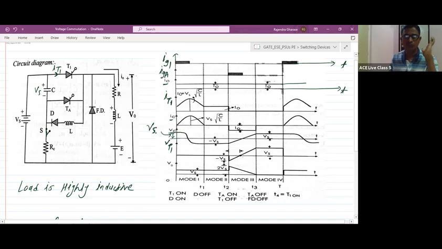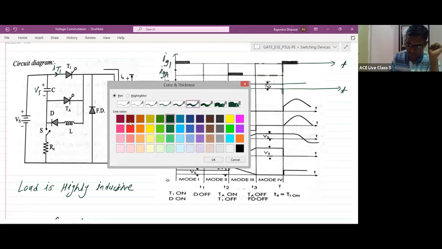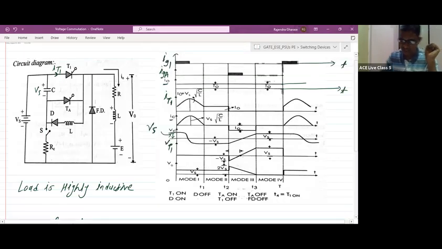Right? Now let us discuss what will happen at t is equal to 0 or for t greater than 0. So suppose now we have opened this switch, right? And at t is equal to 0, if you check the waveform, we have applied the gate pulse to the thyristor T1.